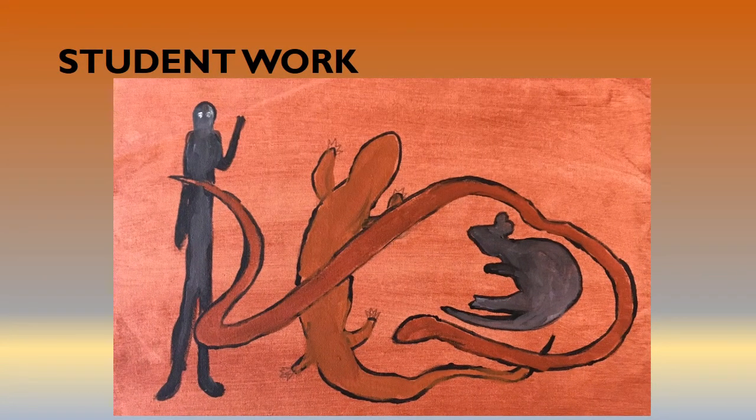A 10-year-old boy did this next piece. He described himself in the picture and how he is connected to the land that he is standing on and all of the animals that live on the land. He said that the snake, goanna and kangaroo are his favorite animals and that he feels a connection with them.